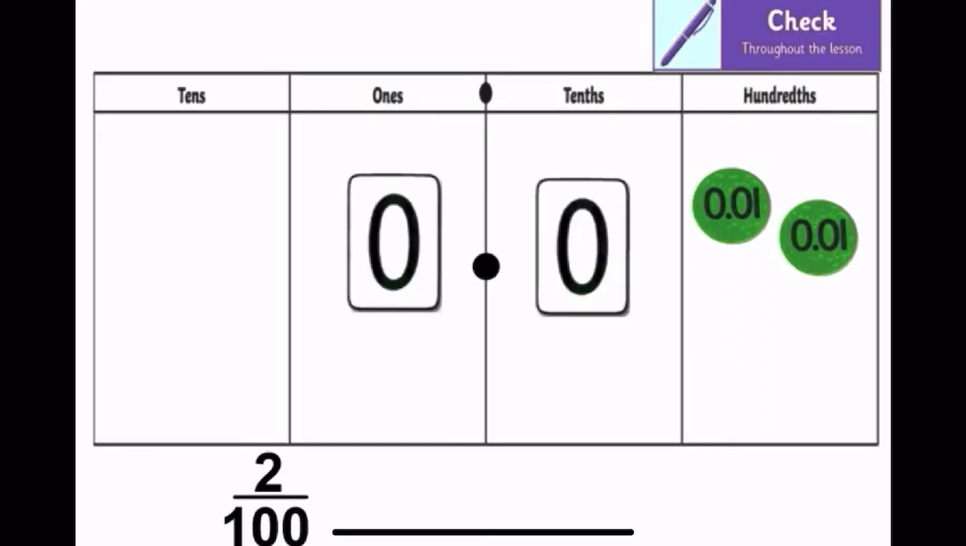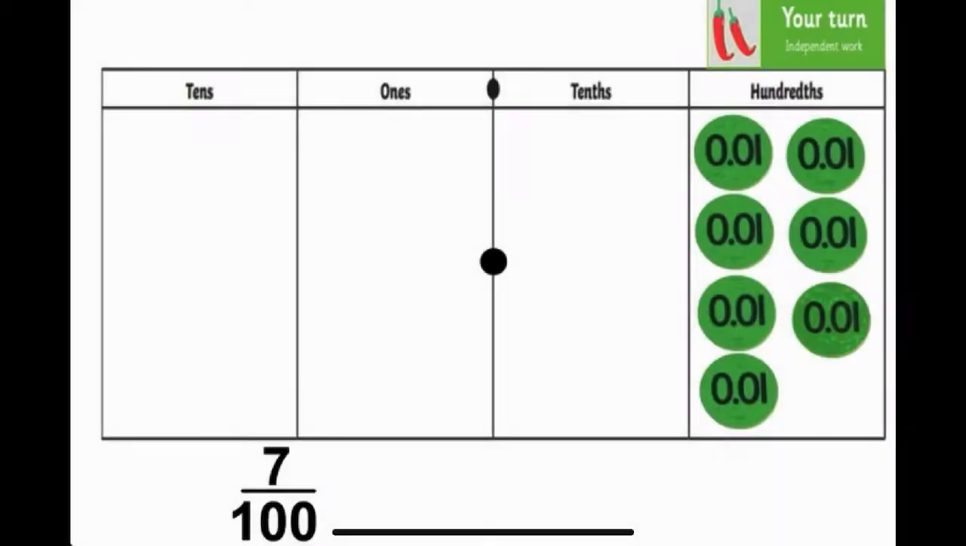So let's have a look together. So we've got no ones and we've got no tenths. So when we write that, we would need to write 0, a decimal point, a 0, and a 2. 2 hundredths is 0.02. How did you get on with that? Let's try one more. So pause the video and write this as a decimal, and then we'll check our answers together in a moment.